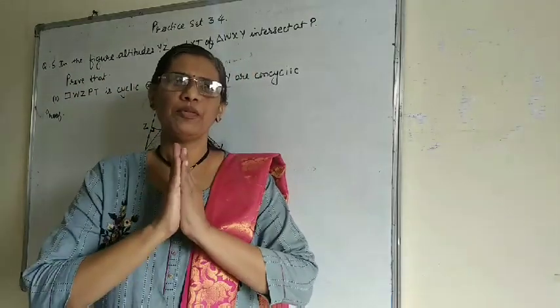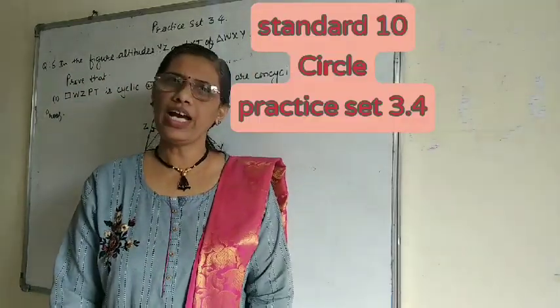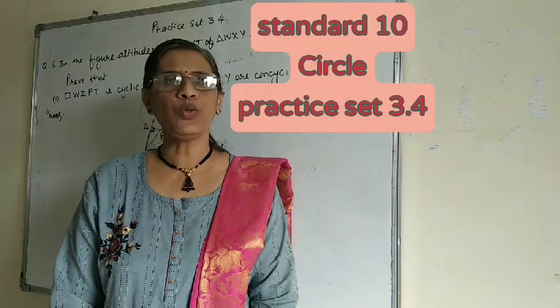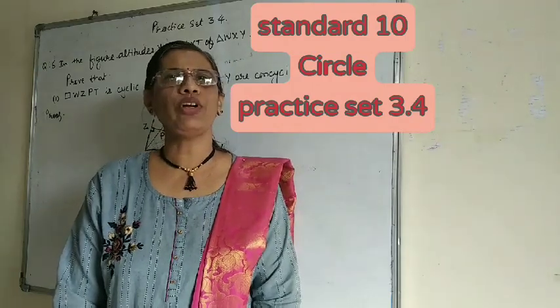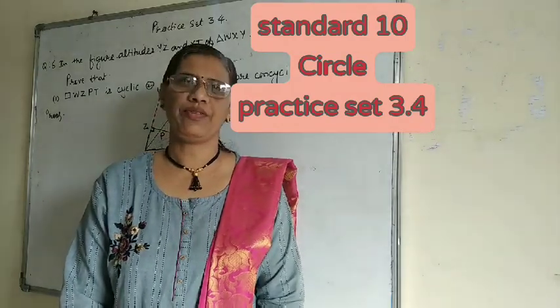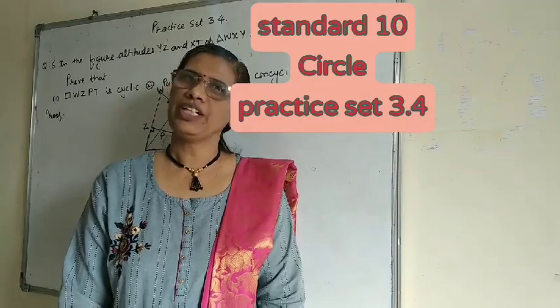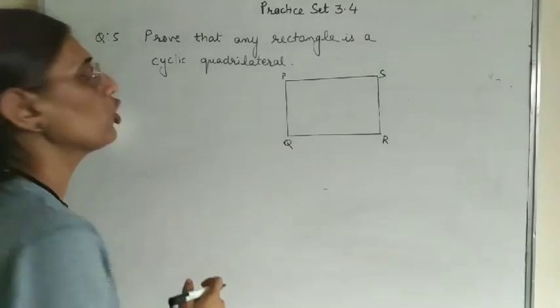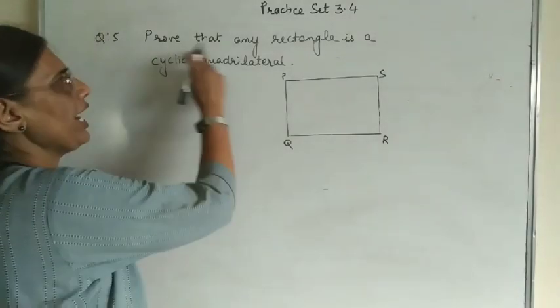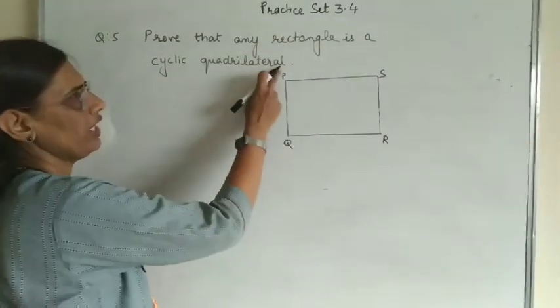Hello everyone, Namaskar. In this video, we are going to discuss how to solve practice set 3.4 from question number 5. या व्हिडिओ मध्ये आपण क्वेश्चन नंबर 5 पासून सगळे प्रॉब्लेम्स बघणार आहोत. Question number 5. Prove that any rectangle is cyclic quadrilateral.